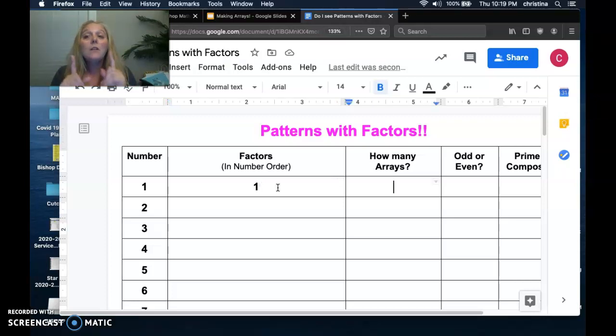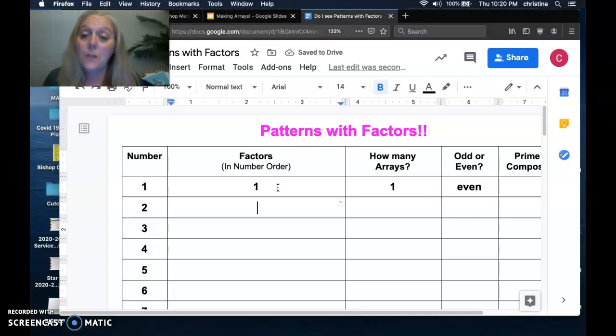And because you can only do 1 times 1, that means that it's only going to have one array because there's only one factor pair, 1 and 1. But we don't need to write 1 twice because 1 is 1. And because 1 does not have a factor of 2, that means it's not divisible by 2. So that means 1 is even.